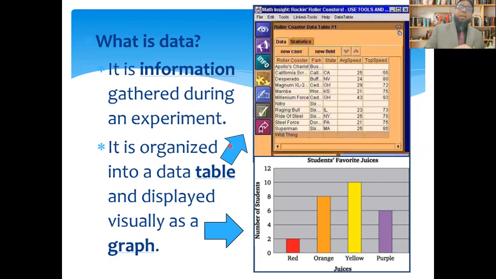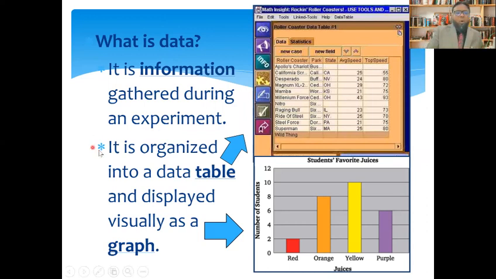and based on the experiment, scientists collect the data. Now what is data? You can see here, it is information gathered during an experiment. Whatever experiment you are doing, you have to gather the data, the information, and this information has to be written in the form of a table, and based on the table we have to make the graph. We have to make different types of graphs that we are going to discuss later.